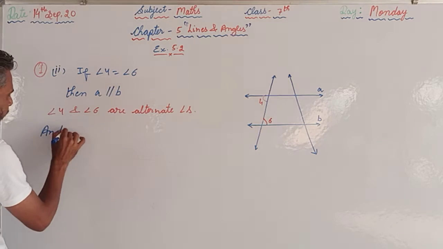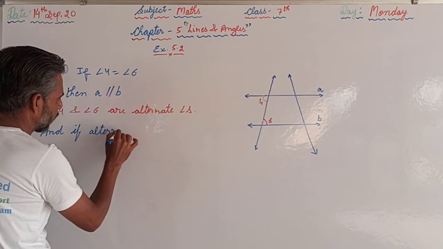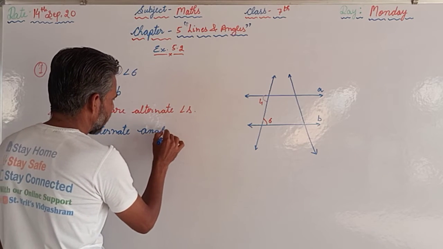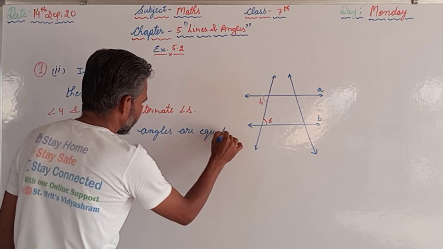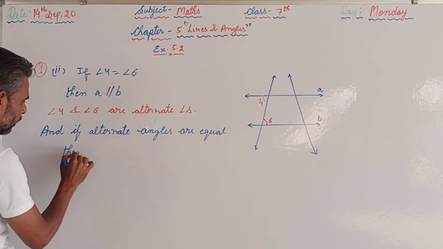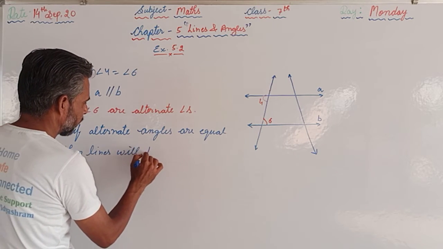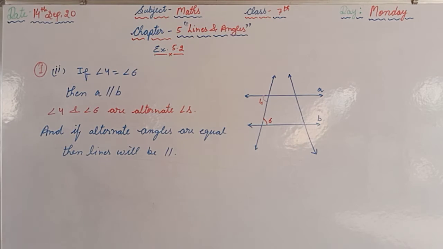And if alternate angles are equal, then lines will be parallel. So that is the explanation for the second part of question number 1. Now the third one.